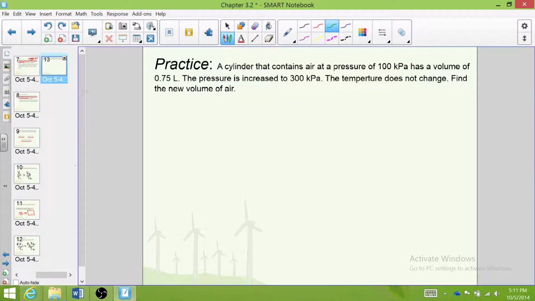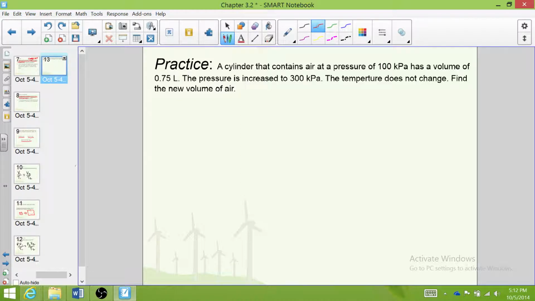So the question is, a cylinder that contains air at a pressure of 100 kilopascals has a volume of 0.75 liters. The pressure is then increased to 300 kilopascals. The temperature does not change. Find the new volume of air.